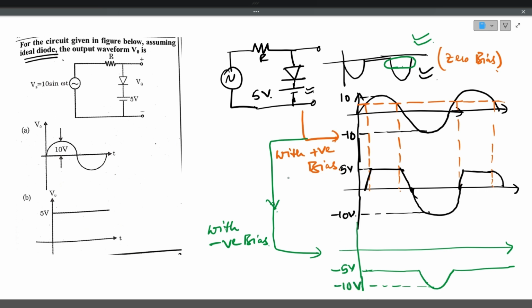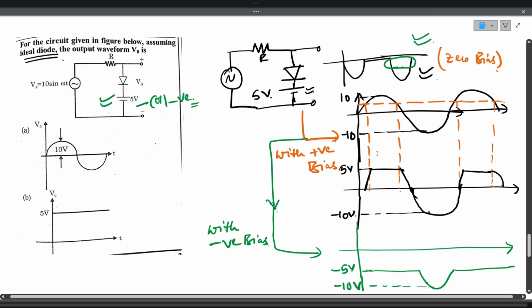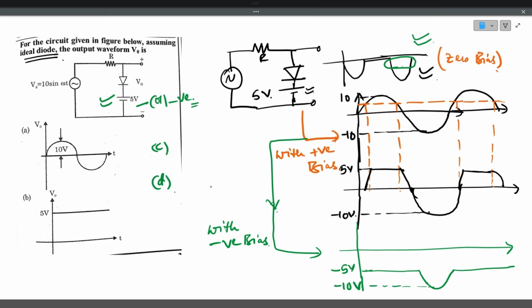So you should be careful while answering the question. What is the bias voltage given here? Whether it is a positive bias or negative bias, you have to see. Positive bias means add the positive portion to the existing waveform. Negative bias means remove the existing portion and give the output. So now the answer will be here. Actually, the option is not given; the C and D options are not covered. So the answer is this waveform, because the positive bias is given. This is the output voltage.